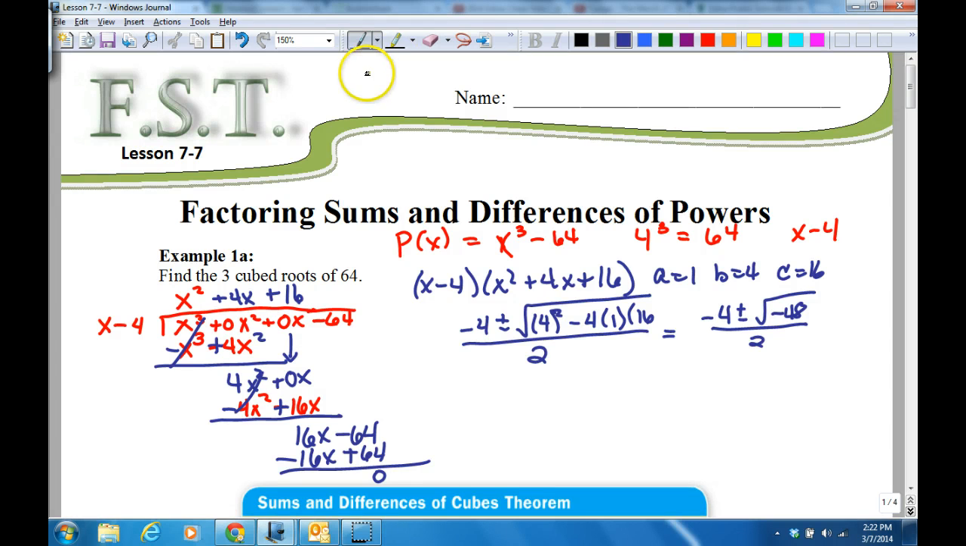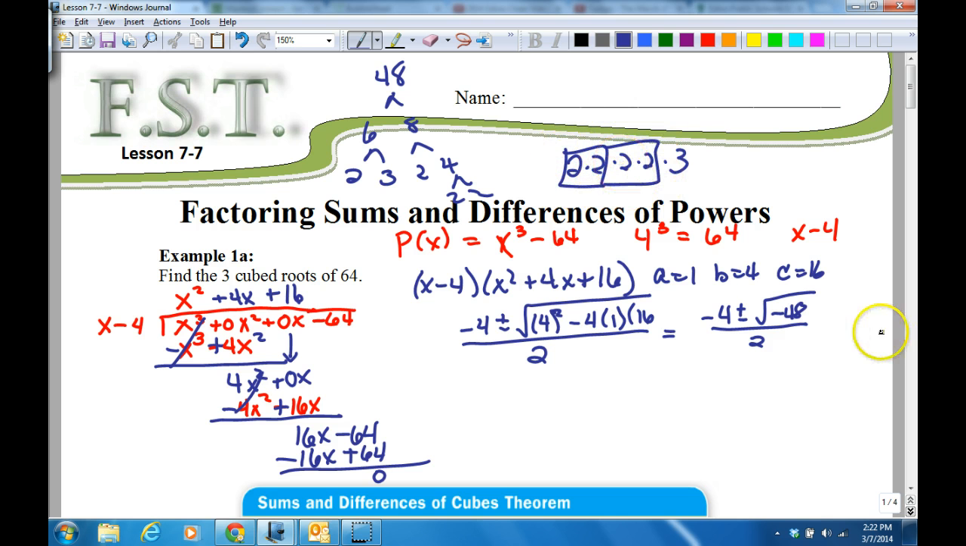So think about it. What goes into 48? We're going to take an i out for sure. But what else goes in? 6 and 8. And what goes into 6? 3 and 2. And 8 is 2 and 4, and then 2 and 2. So in other words, I have 2, 2, 2, 2, and a 3. I can take out two 2's, so you have 4i. So this will be negative 4 plus or minus 4i square root of 3.